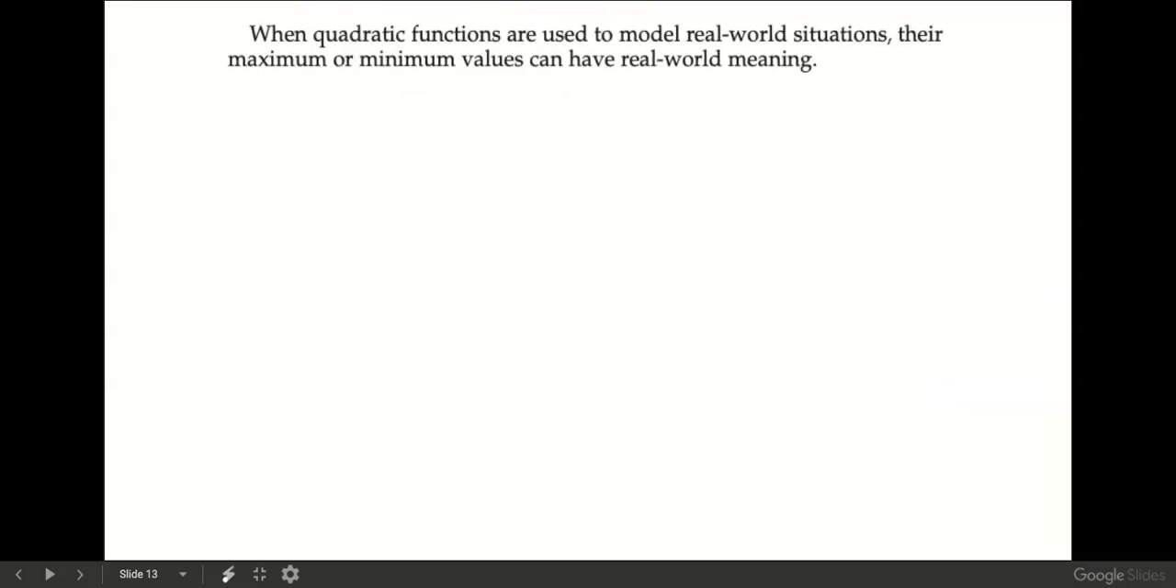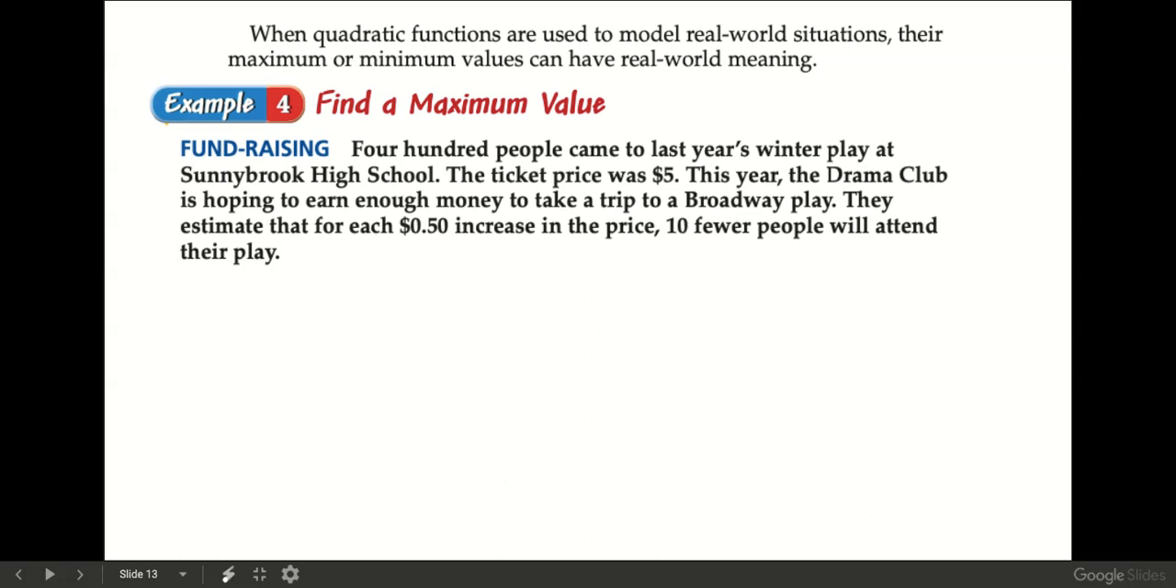When quadratic functions are used to model real-world situations, their maximum or minimum values can have real-world meaning. So when we're asked to find a maximum value, right? It says fundraising. 400 people came to last year's winter play at Sunnybrook High School. The ticket price was $5.